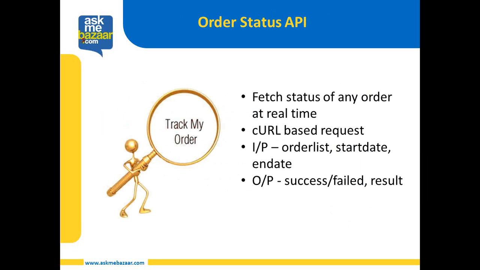With this feature, by putting in a start date and end date, you can get the list of orders between the start date and end date. And in output, you will get a success or failure message, and the next is the result you will get. That's the list of orders and their current status. So we'll provide you the 7 statuses for the order fulfillment.